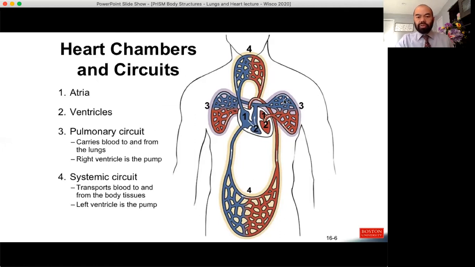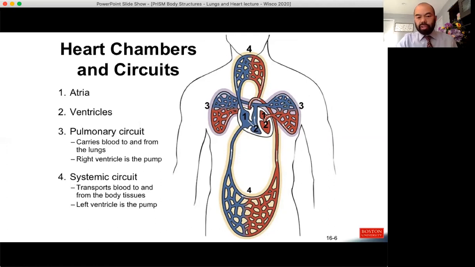So the valve through which blood flows from the left atrium to the left ventricle is the mitral or bicuspid valve, and the blood that flows into the aorta gets there through the aortic valve. So this causes two circuits.